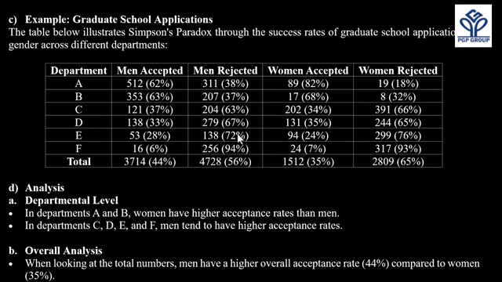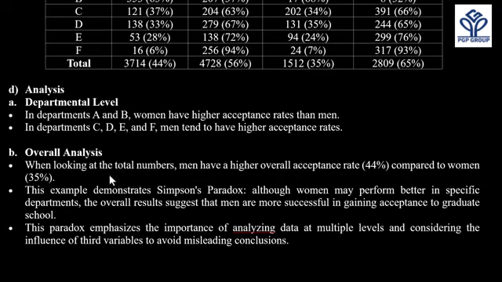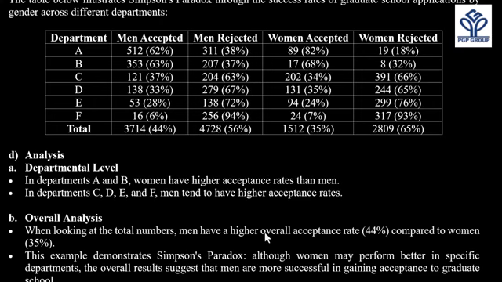So what does this mean? In the overall analysis, the men have a higher overall acceptance rate, 44%, compared to the women. This example demonstrates Simpson's paradox. Although women may perform better in specific departments, the overall results suggest that men are more successful in gaining acceptance to graduate school. This paradox emphasizes the importance of analyzing the data at multiple levels and considering the influence of a third variable to avoid misleading conclusions. So this is about Simpson's paradox.